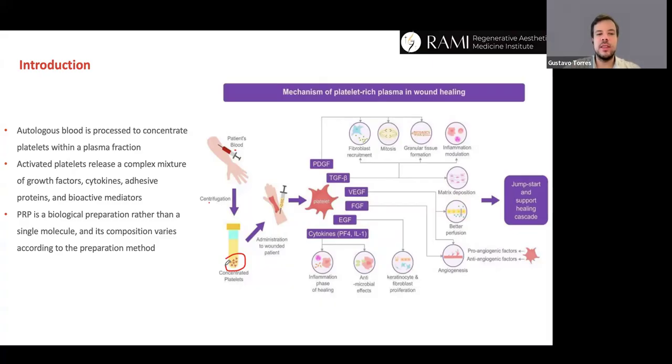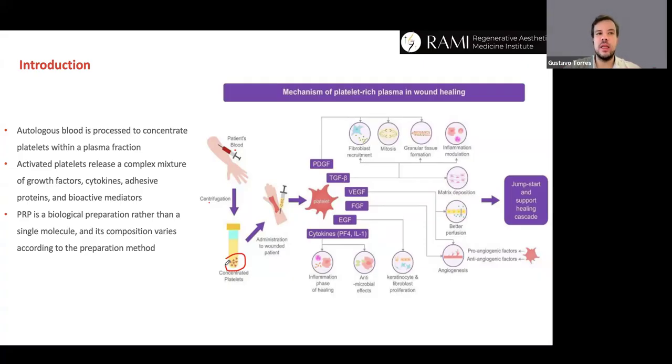And why use platelets? This is essentially because when platelets are activated, they contain and release a certain mixture of growth factors, cytokines, and proteins that bind to one another and lead to at least wound regeneration. So this is the biological meaning of using platelets: we know they lead to wound regeneration.